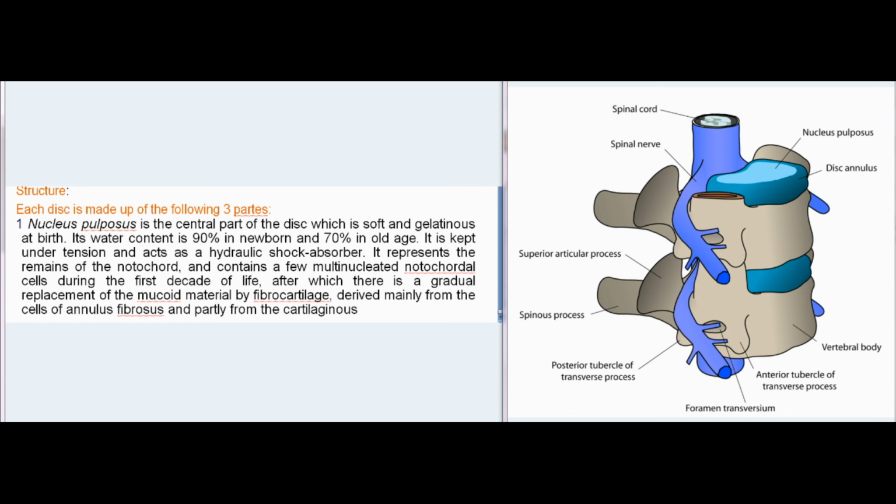It represents the remains of the notochord, and contains a few multinucleated notochordal cells during the first decade of life, after which there is a gradual replacement of the mucoid material by fibrocartilage, derived mainly from the cells of annulus fibrosus and partly from the cartilaginous plates.